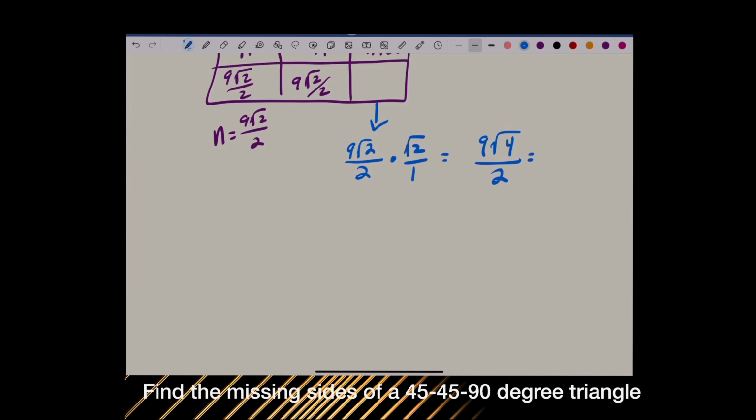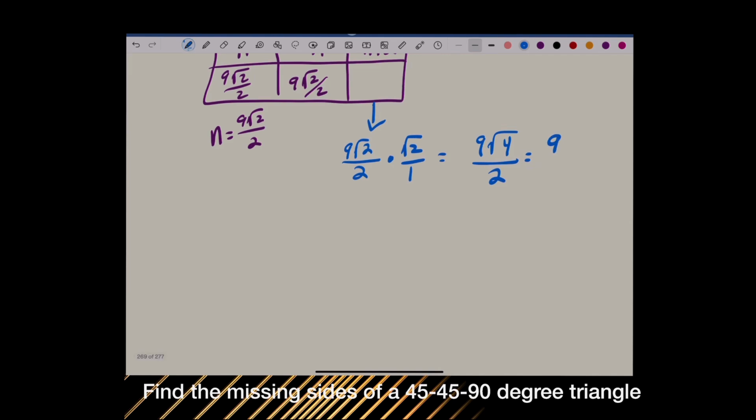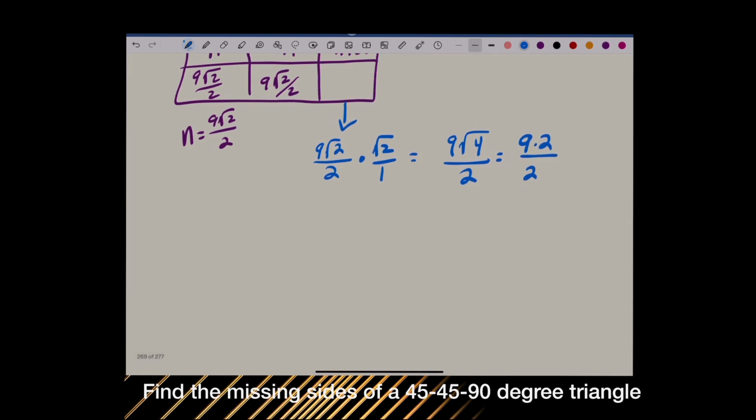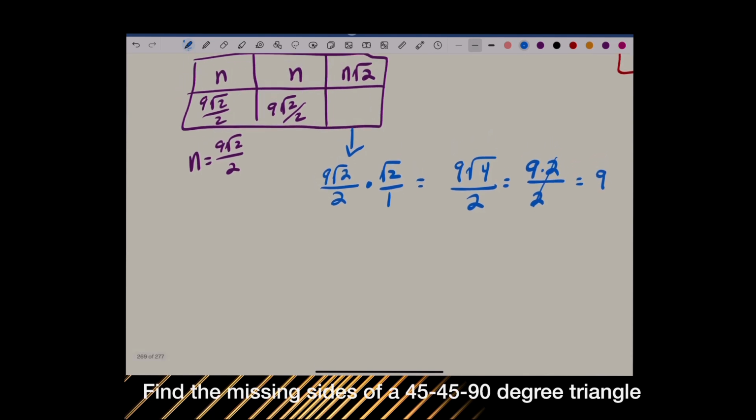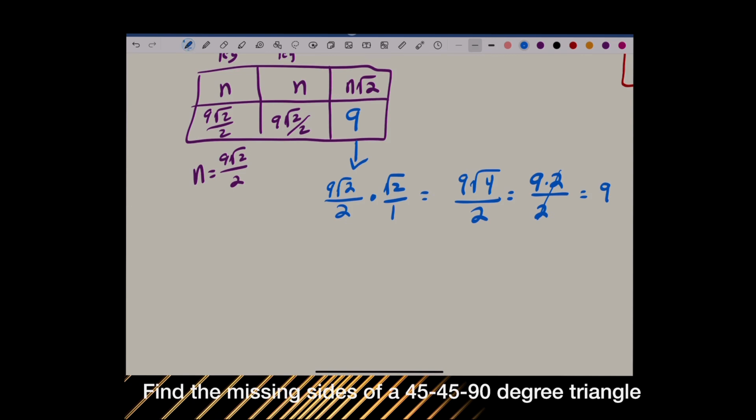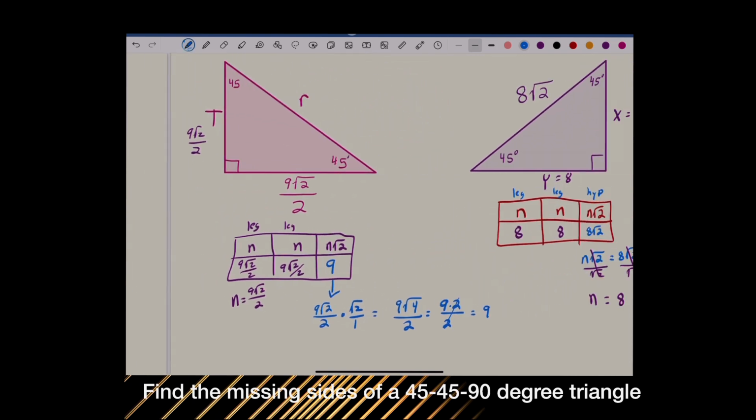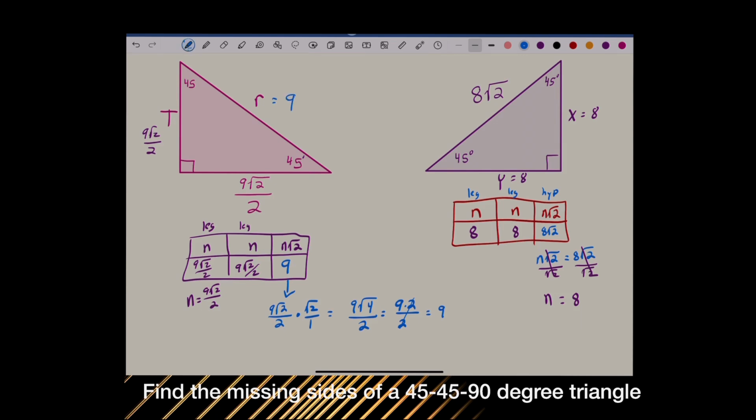What's the square root of 4? Square root of 4 is 2, so that's 9 times 2 divided by 2. We've got a 2 in the numerator and a 2 in the denominator, so that just is 1. So our answer for this is 9. The length of the hypotenuse is just 9, making my r value up here 9.